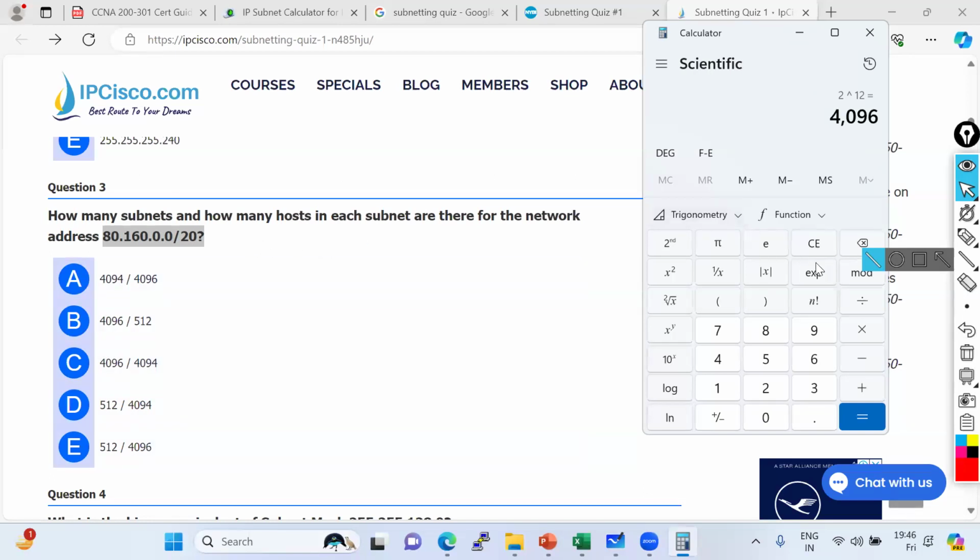We can get the maximum from here. How many hosts in each subnet? How many subnets and how many hosts? So we can maximum divide into how many parts. This question is a little bit tricky, and I don't understand this question.